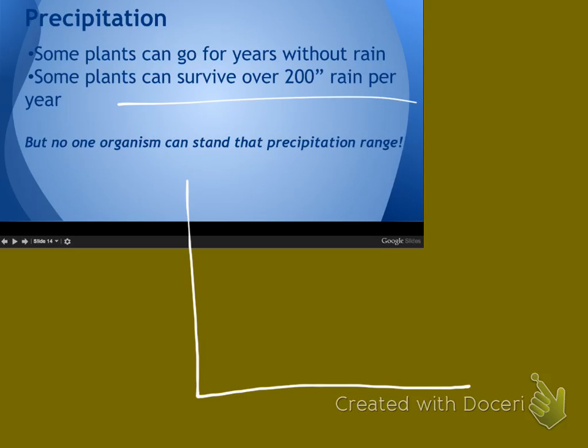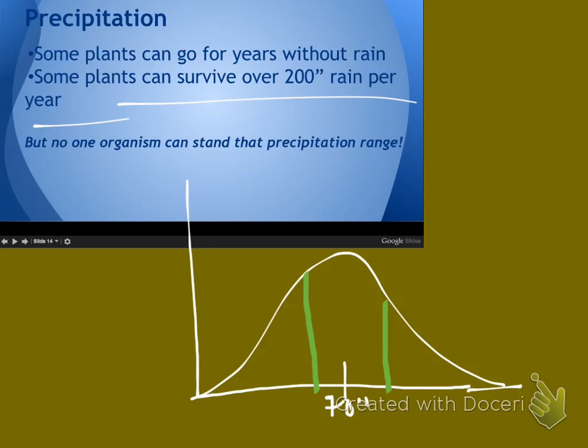Other plants live in rainforests where they're getting tens or 20 feet of rain per year. And so they have a very different green zone. So let's say we've got a plant from around here, and we get about 70 inches of rain a year. The plant here is probably pretty happy in that range.